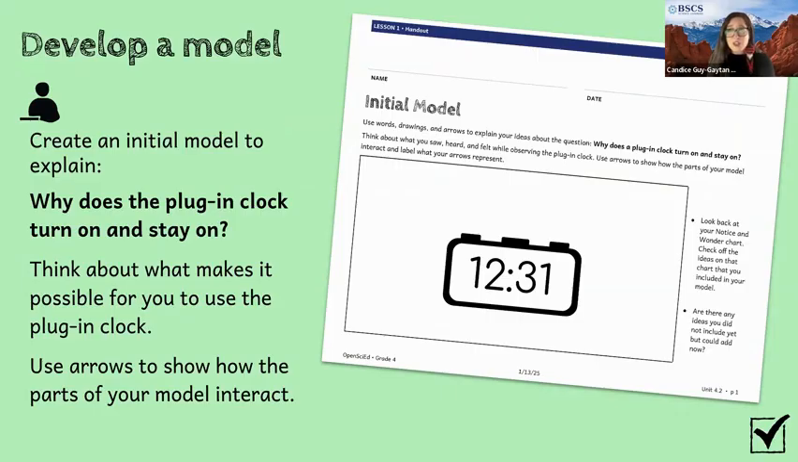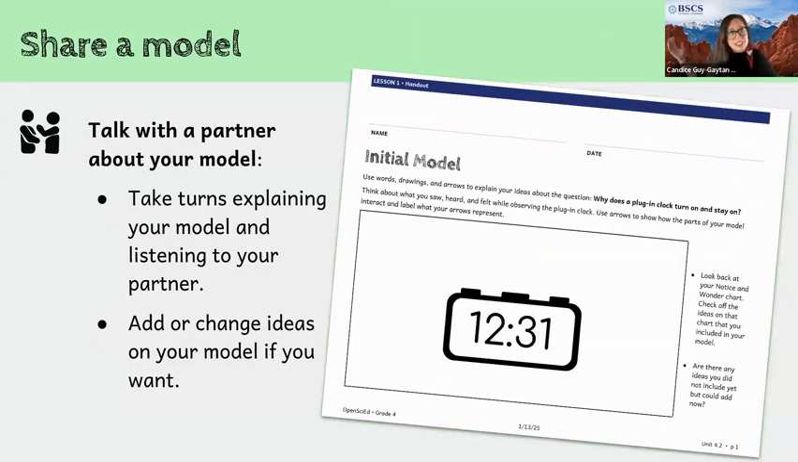To help us create our models, we use our notice and wonder charts from when we made our initial observations and also our class Venn diagram. Before coming together as a class to share our models, we first share them with a partner and then make some revisions if we want to, if our partner had some really good ideas that we may have missed.